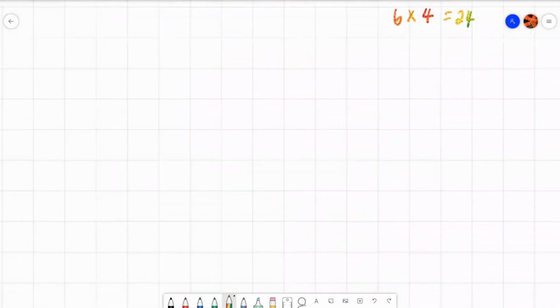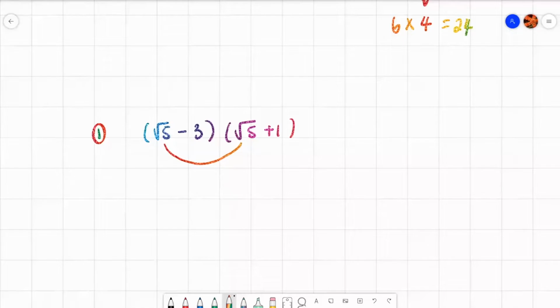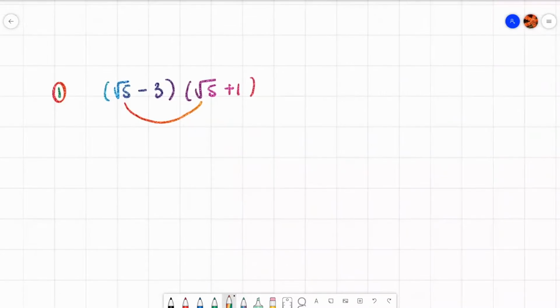Okay, let's make it slightly difficult and let's do double brackets now. So the first example I'm going to give you is square root of 5 minus 3 times by square root of 5 plus 1. Okay, square root of 5 times square root of 5, if I do it at the side here, is square root of 25, but square root of 25 is 5.